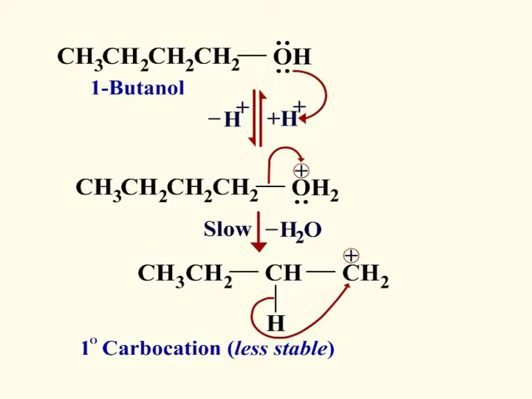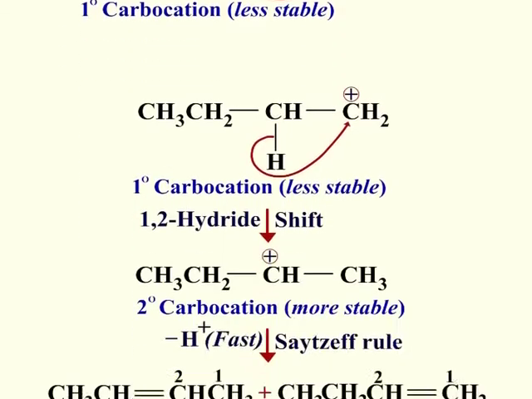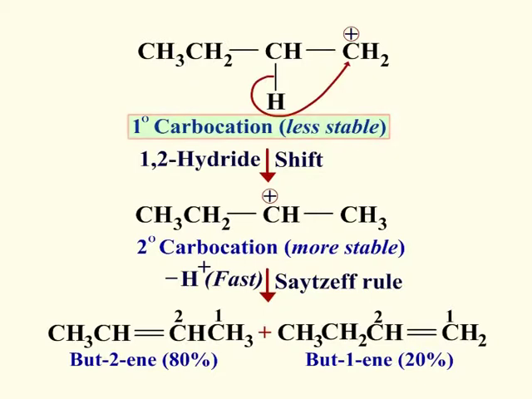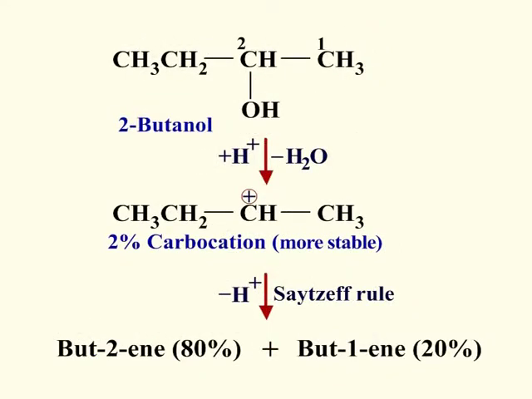The formation of this mixture from 1-butanol can be explained by rearrangement of the initially formed less stable 1-degree carbocation to the more stable 2-degree carbocation by 1,2-hydride shift, which then loses a proton in accordance with Saytzeff's rule to afford a mixture of but-2-ene, formed as the major product, and but-1-ene, formed as the minor product. 2-butanol under these conditions gives directly the more stable 2-degree carbocation, which then loses a proton to give the same mixture of 80% 2-butene and 20% 1-butene.